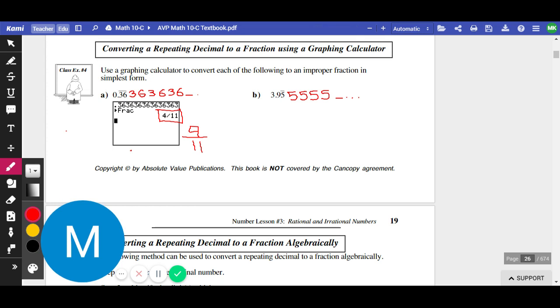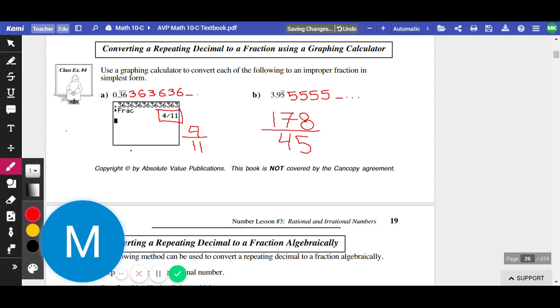It will tell you that this turns into, what's the fraction? A little louder, 178 over 45? Yeah. It's a crazy fraction. But it works.